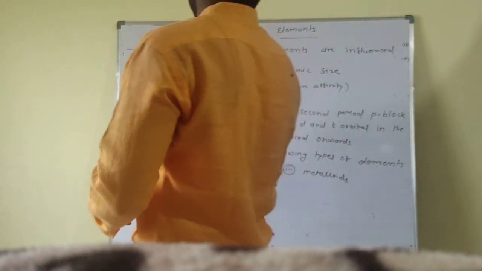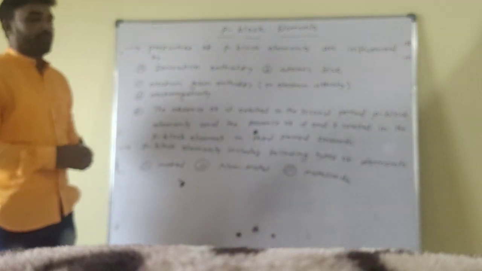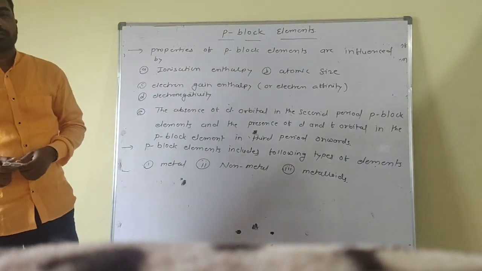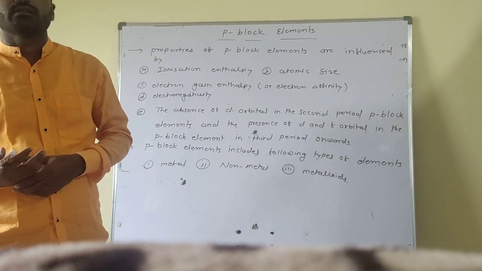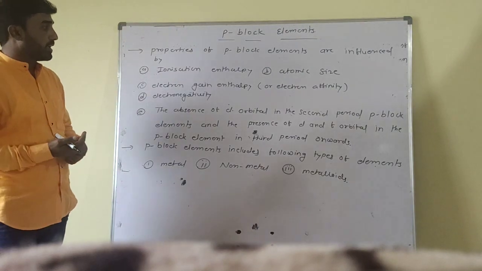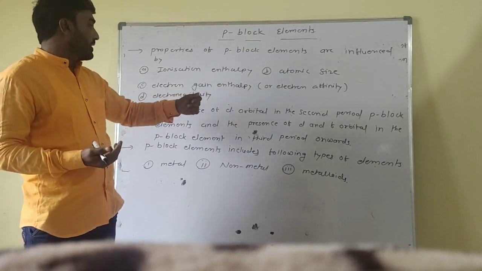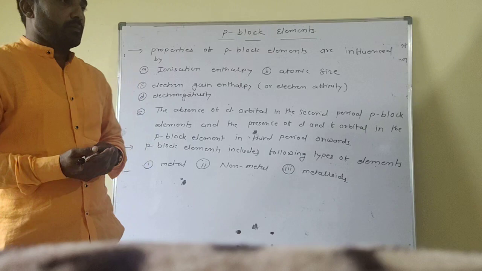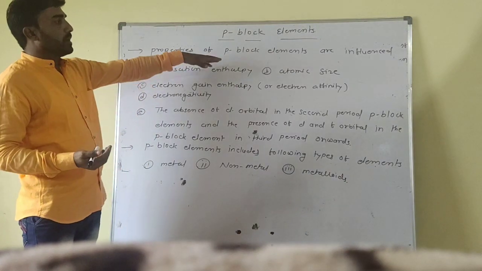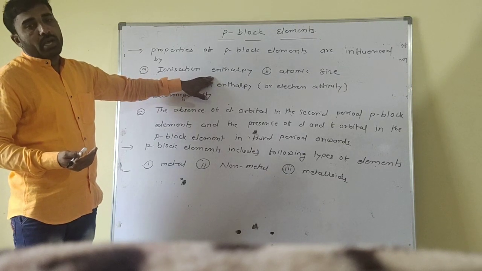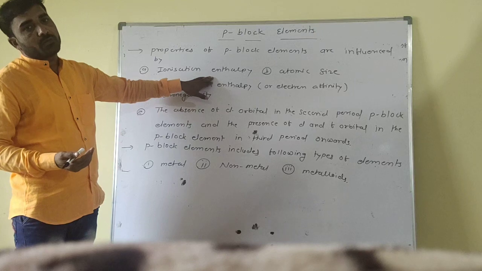Now another point: properties of P block elements are influenced by different factors. For example, ionization energy or enthalpy, electronegativity, atomic size, electron gain enthalpy, meaning electron affinity, and bonding capacity. So the properties of P block elements are influenced by the ionization enthalpy or ionization energy. Ionization enthalpy means the energy required to pull the last electron.